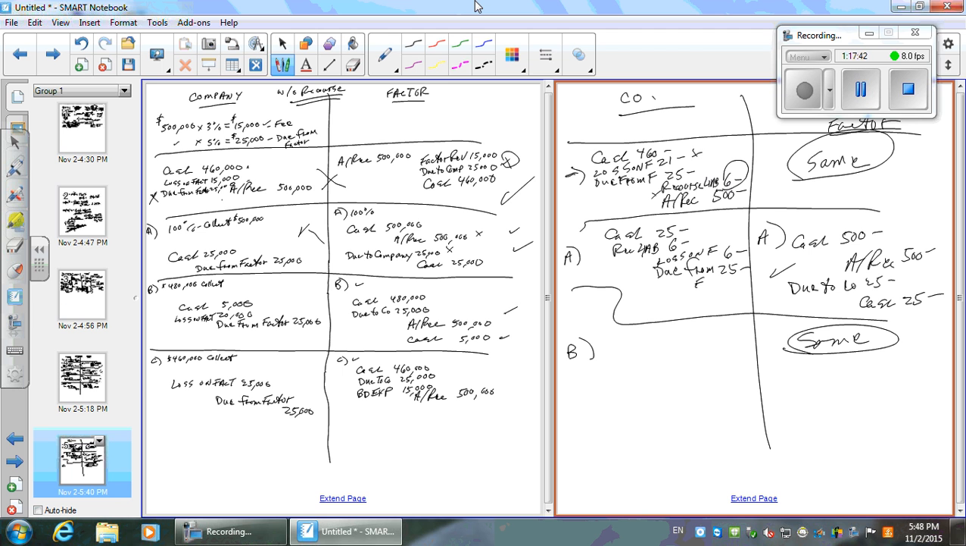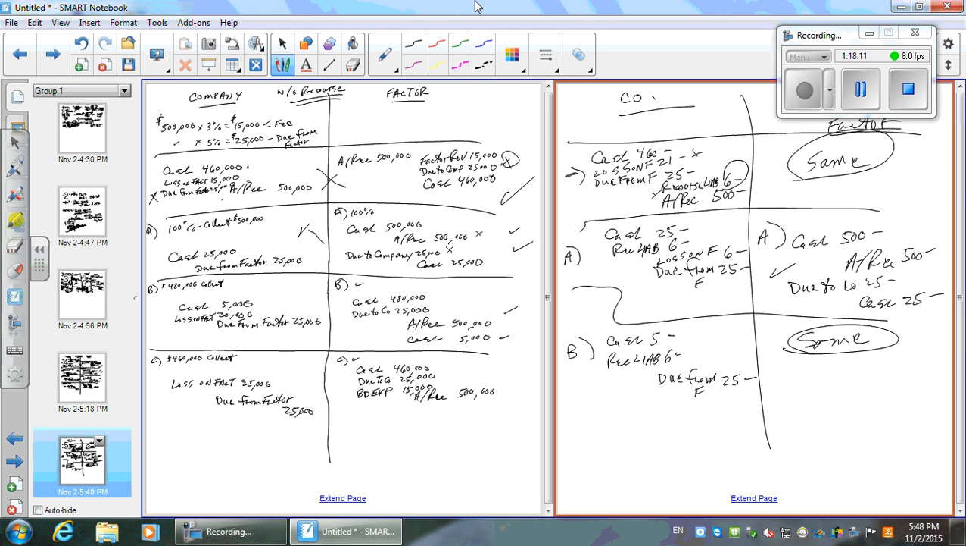What are we going to do now? Debit cash 5, right? Debit the recourse liability for 6, right? Because I set it up now. I already recognized 21 as a loss, right? Okay. Credit the due from factor. How much? 25? Wait a minute, I didn't get there.